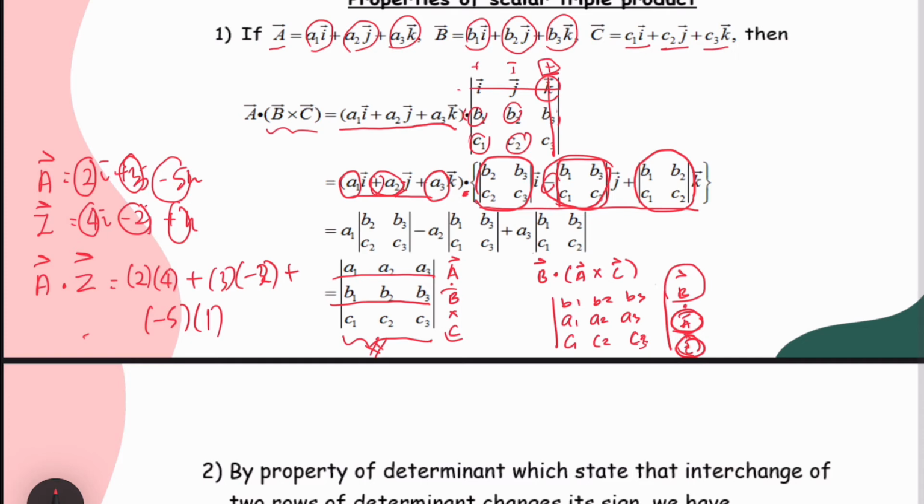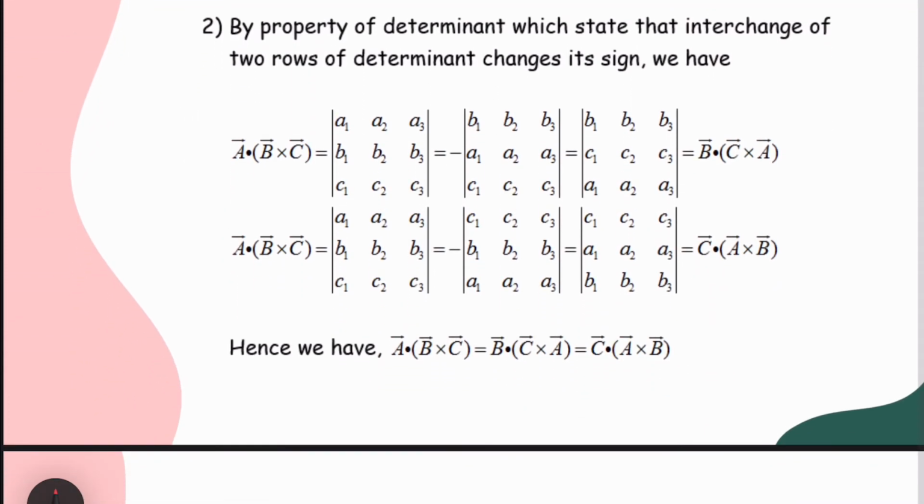Let's see the second property here. By the property of determinants, which states that interchanging two rows of a determinant changes its sign. We have seen before that A dot B cross C can be written in terms of this determinant. Follow the order. This one is A dot B cross C. We need to follow the order.